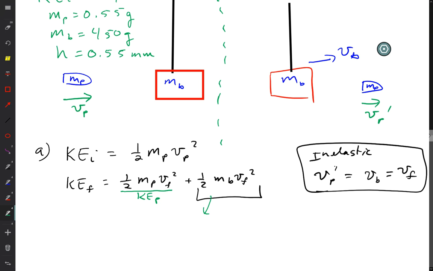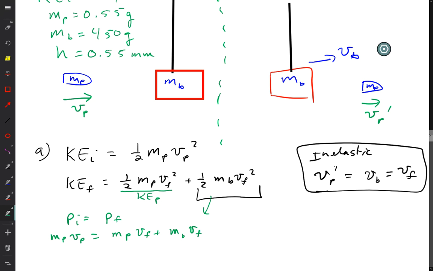So it's not kinetic energy conserved because it's not elastic. But we do have momentum. Momentum initial is equal to momentum final. So that means mass of the pellet times V of the pellet is equal to mass of the pellet V of the pellet prime, or I'll just call it V final, plus mass of the block V final. Okay, that's my actual correct equation.